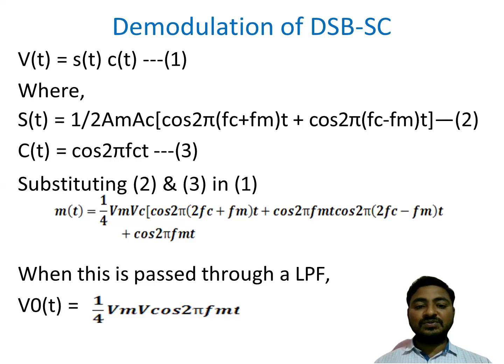Substituting equations 2 and 3 in the first equation, the v(t) equation, we get 1/4 Vm Vc [cos 2π(fc + fm)t + cos 2π(fc - fm)t]. The signal is passed to the low pass filter, which allows only the low frequencies. Then the output of the low pass filter v0(t) = 1/4 Vm Vc cos 2πfm t.